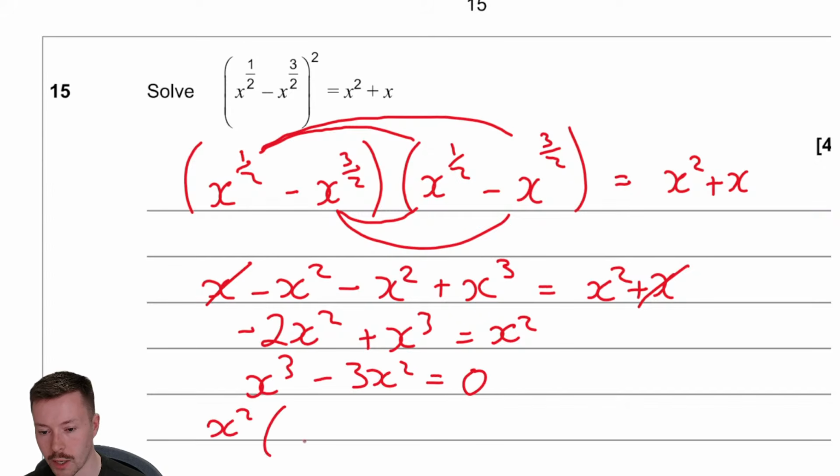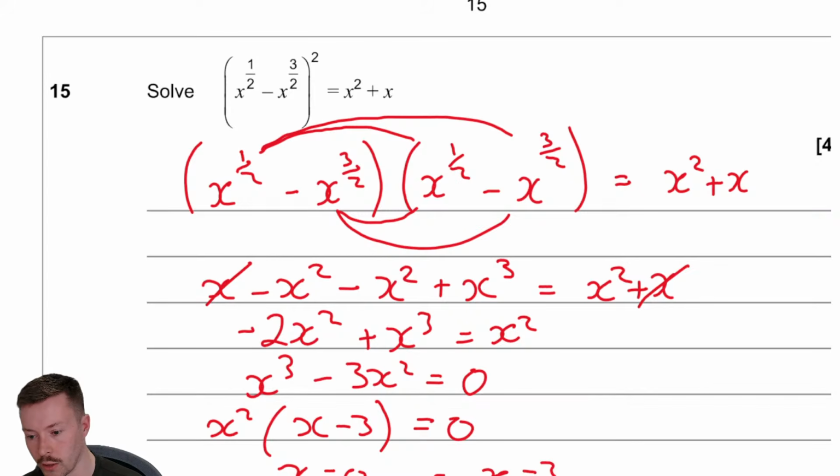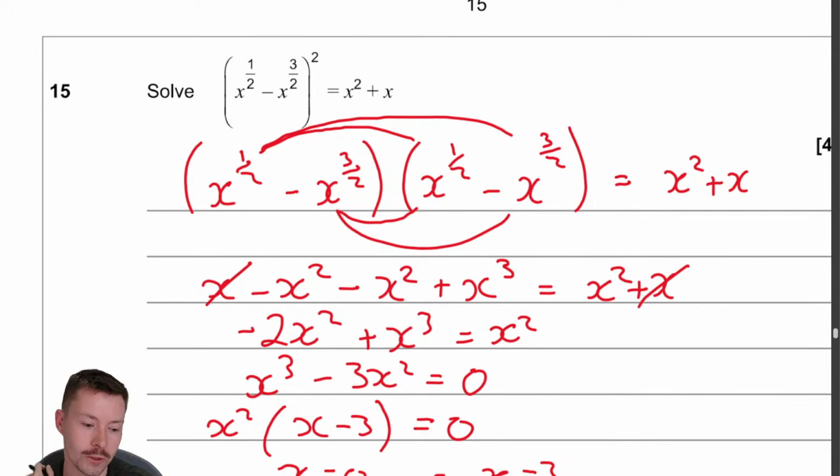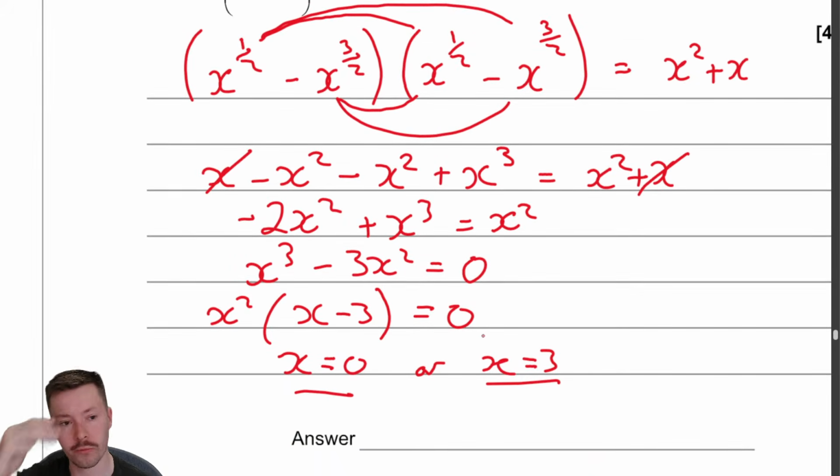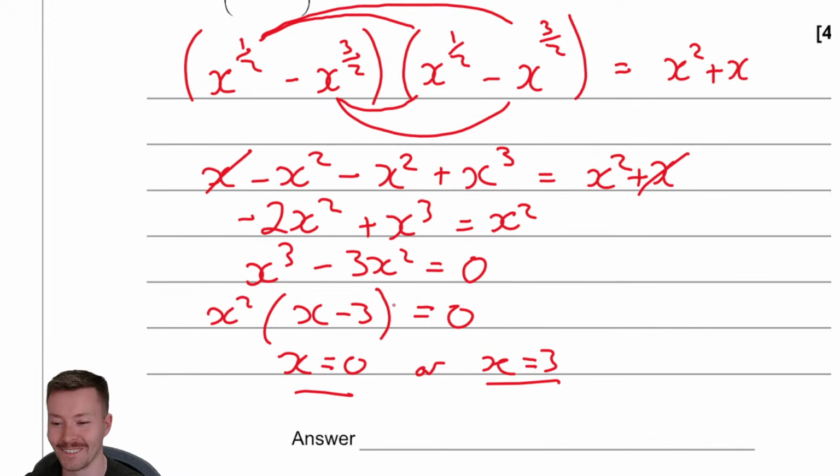Factorise the x squared out again. x minus 3 equals 0. So we get x equals 0 or x equals 3. If I haven't missed any negatives again, that should be the right solution. Okay, let me just double check I haven't missed anything else out there. No. Right, thank you for that, good spot as well. I was focusing too much on the powers and not the negatives, until I got to the bit after that.